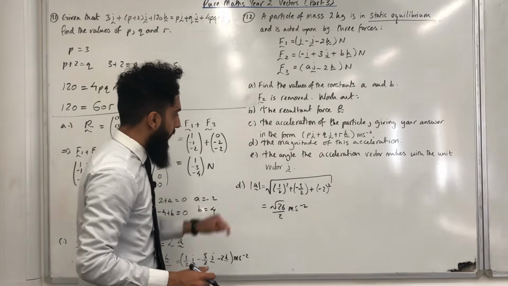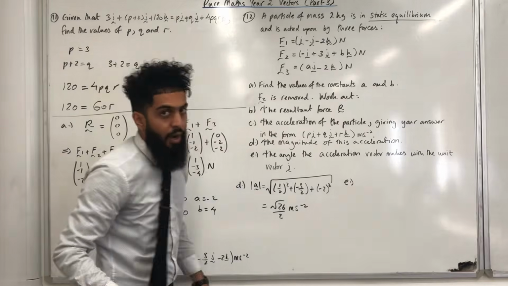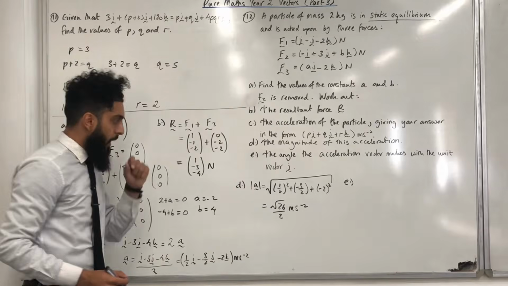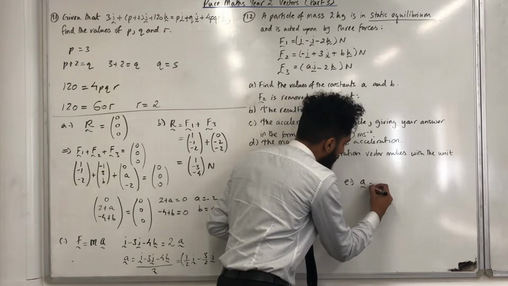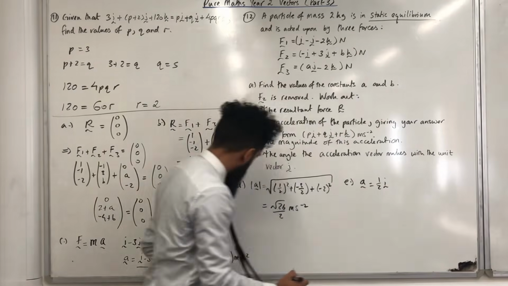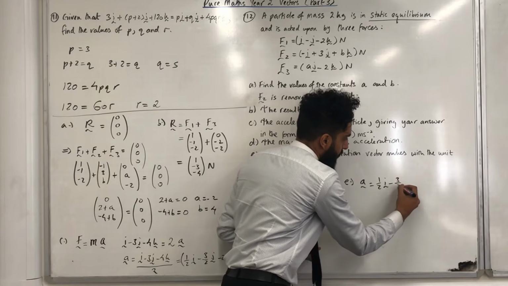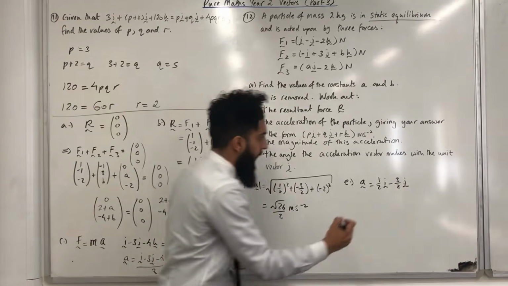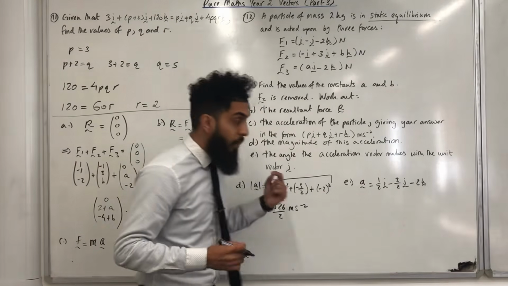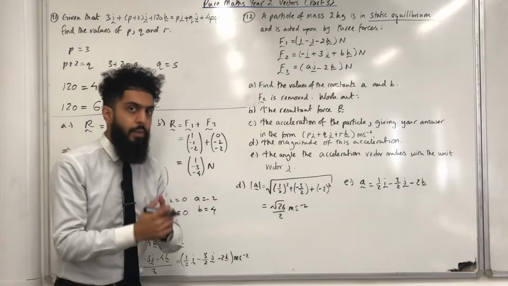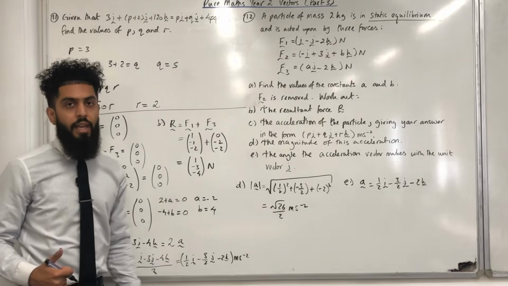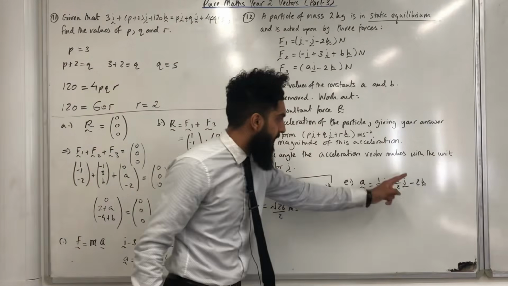Moving on to part E. Now for part E, we want to work out the angle the acceleration vector makes with the unit vector j. So the acceleration vector A is this vector over here, a half i minus 3 over 2 j minus 2k. We want to work out the angle that this vector makes with the unit vector j. In other words, we want to work out the angle this vector makes with the y-axis, okay? With the y-axis. Remember, this vector is in 3 dimensions.